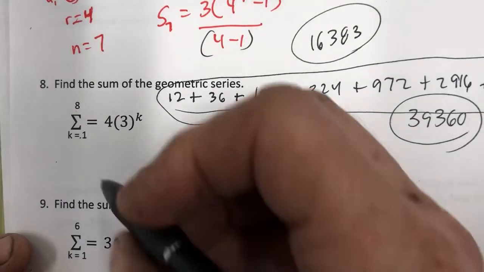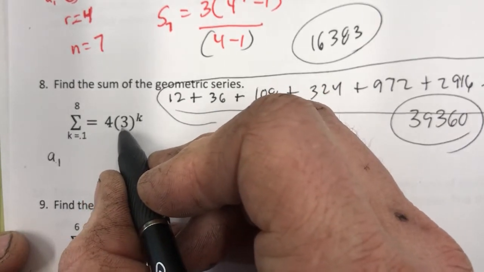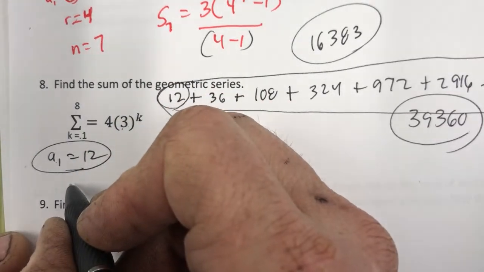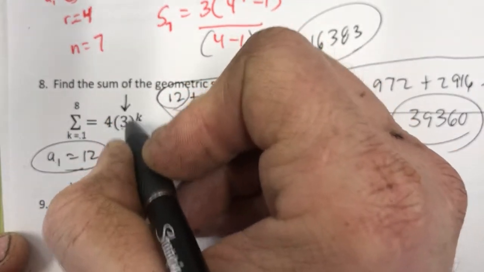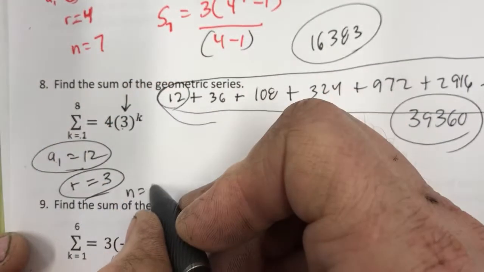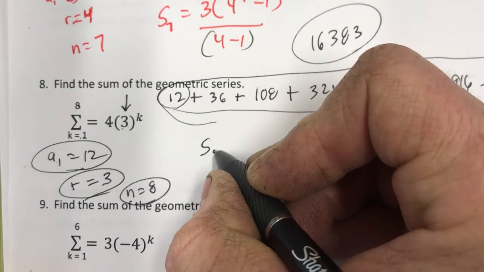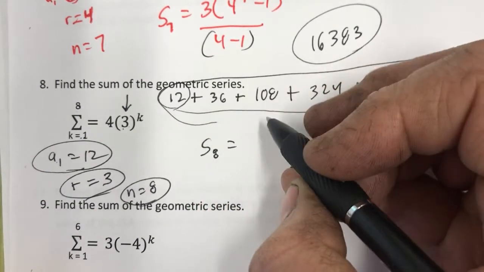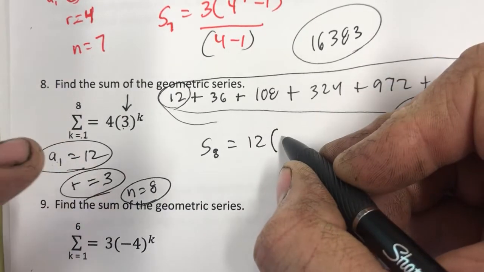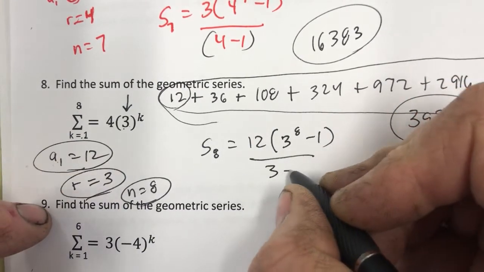Now let's use the formula, because in this, a sub 1, if I put 1 in here, 4 times 3 to the 1 power is 12. My r, this number right here, is always going to be our r. And then my n, 8 minus 0 would be 8. And so there's my 3 numbers I'm going to put in the formula. So the sum of these 8 numbers is going to be a sub 1, which is 12, times the ratio 3 to the 8 power minus 1 divided by 3 minus 1.